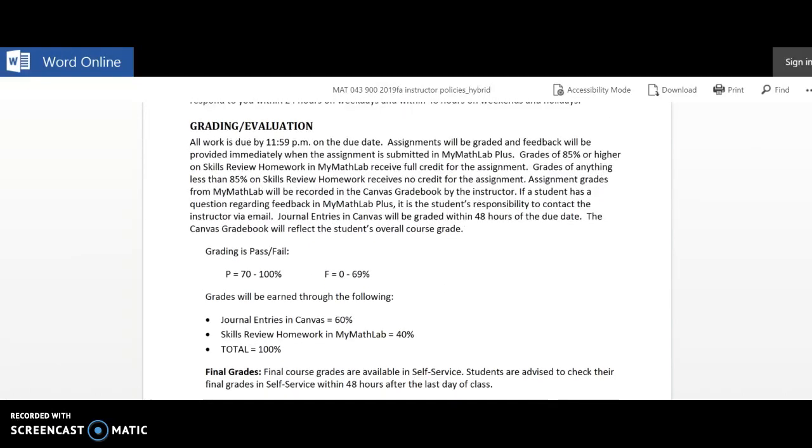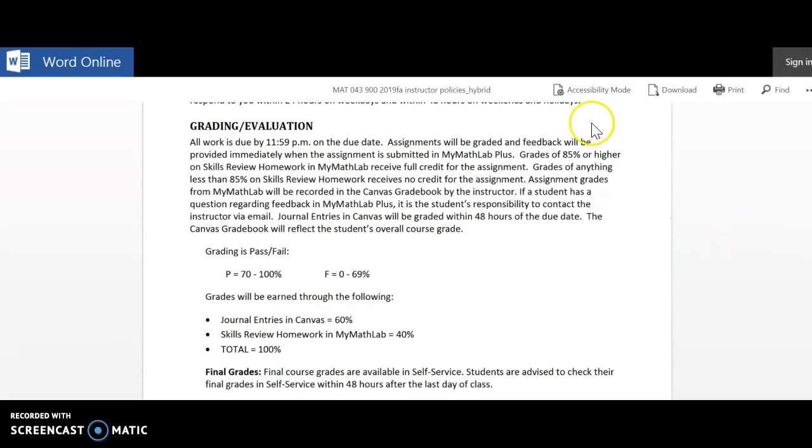Let's talk about the grading of the course. This course is pass-fail. An overall course grade of 70 or higher results in a passing grade. A course grade below 70 results in you failing the course. Please consult your Canvas gradebook for your current course average.